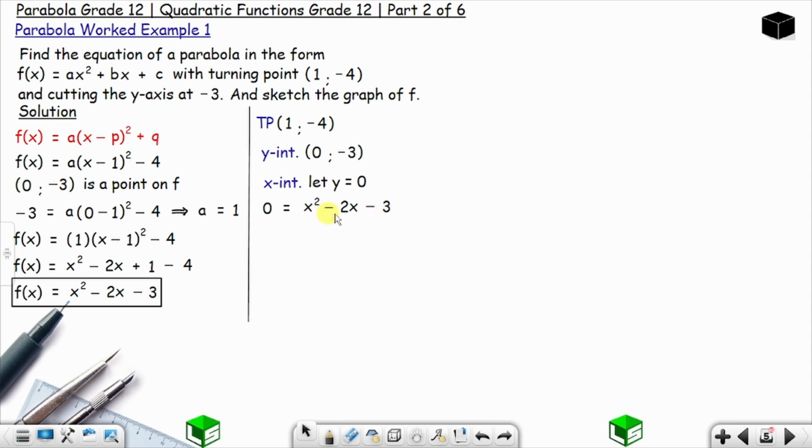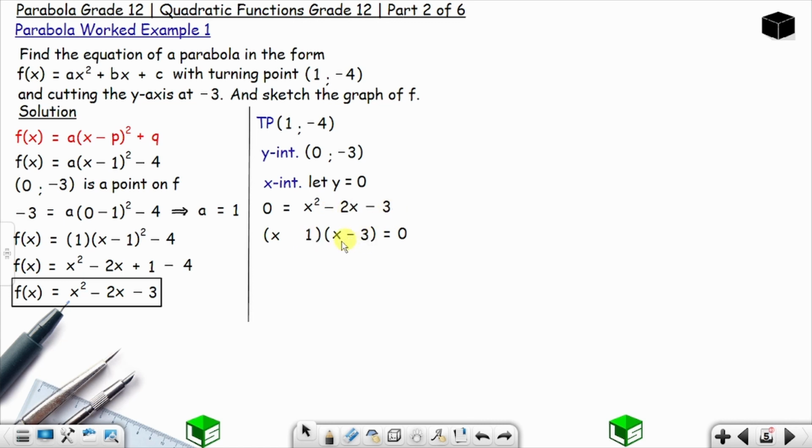Okay, so this can be factorized into two brackets like this. This is equal to 0. Okay, so let's factorize this. You have x squared there, so you are going to have x times x, and then you have negative 3. Which two numbers? When you multiply those two numbers, you are going to get 3, and when you add those two numbers, you are going to get negative 2. You can see 1 and 3. 1 times 3, you can get 3, and from 1 minus 3, you can get minus 2.